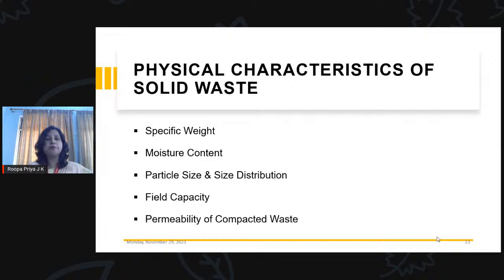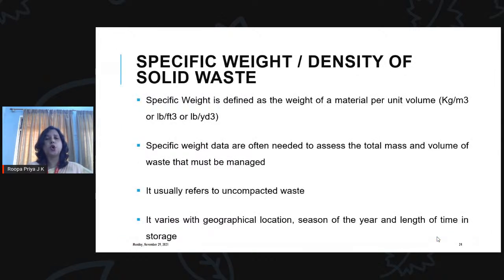To begin with, we have the specific weight of the solid waste, which we also call the density of solid waste. Specific weight is defined as the weight of a material per unit volume, and it is expressed either in kg per meter cube, pound per feet cube, or pound per yard cube. These are the different units used for the specific weight of solid waste. We normally use kg per meter cube as our reference unit. Specific weight data are often needed to assess the total mass and volume of the waste that must be managed, and it usually refers to the uncompacted waste, and it varies with geographical location, season of the year, and length of time in storage.